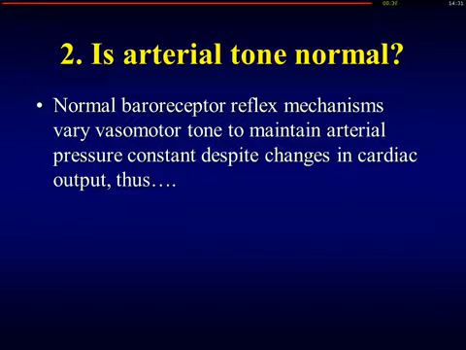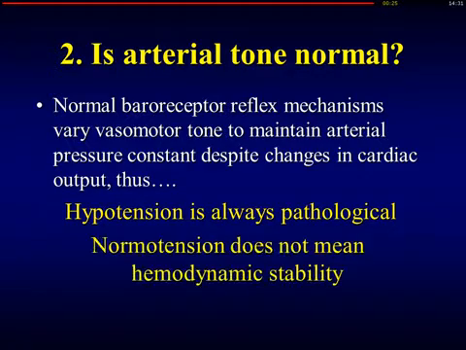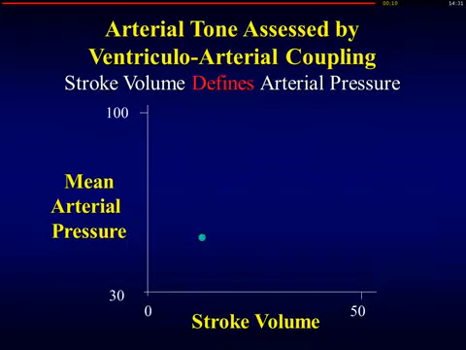Final point, is arterial tone normal? Well, baroreceptors maintain blood pressure as flow changes, so hypotension represents a failure of homeostasis. It's a medical emergency, but normal tension doesn't tell me a thing about the patient's vasomotor tone. So what I can look at is the relationship between mean arterial pressure and pulse pressure. If I increase my stroke volume, I don't double my mean arterial pressure. And if I have a dropped beat, at the same point in time, my pressure doesn't fall to 0, it falls to some number, let's say 30.